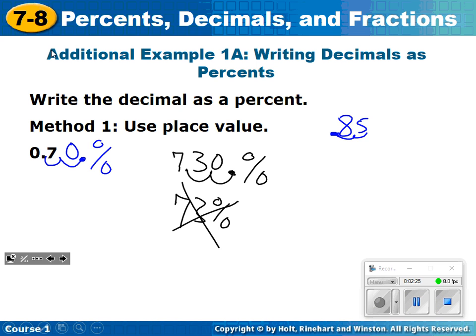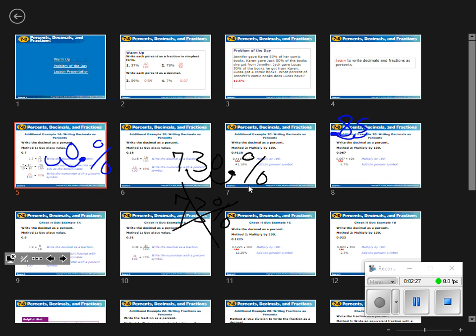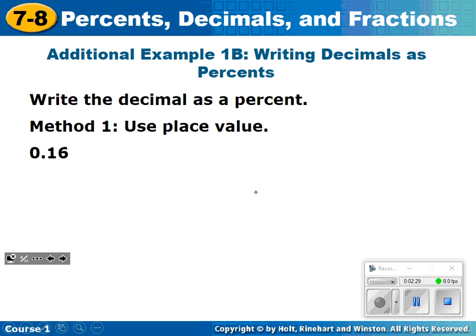What are we going to do here? What is that as a percent? Hunter? From where it is, move it over 2 spots. Don't overthink it. It's just as easy as it seems. 16%. 1, 2, boom. Add a percent symbol. 16%. Easy.